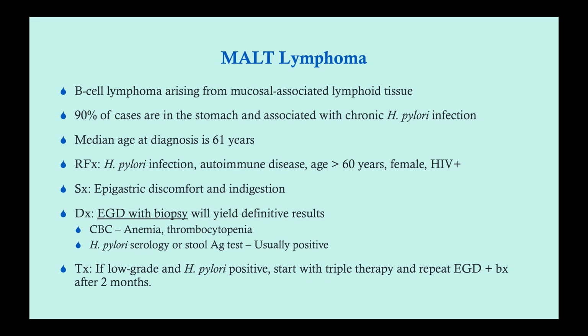H. pylori serology or stool antigen test could be done, especially if you're suspecting an ulcer. If you do that, H. pylori will often come back positive in a patient with MALT lymphoma because, remember, 90% are associated with H. pylori. The treatment, as we already talked about, if it's low-grade and H. pylori positive, you'll start with triple therapy, repeat the EGD and biopsy after 2 months, see if it's gone away.